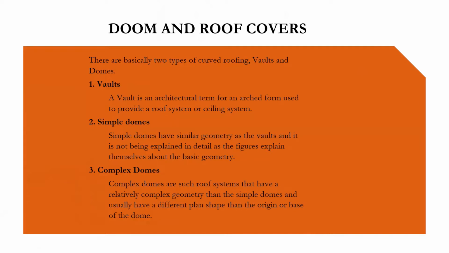Simple domes. Simple domes have similar geometry as default, and it is not being explained in detail as the figures explain themselves about the basic geometry. Complex domes. Complex domes are such roof systems that have a relatively more complex geometry than the simple domes and usually have a different plane shape than the origin or base of the dome.